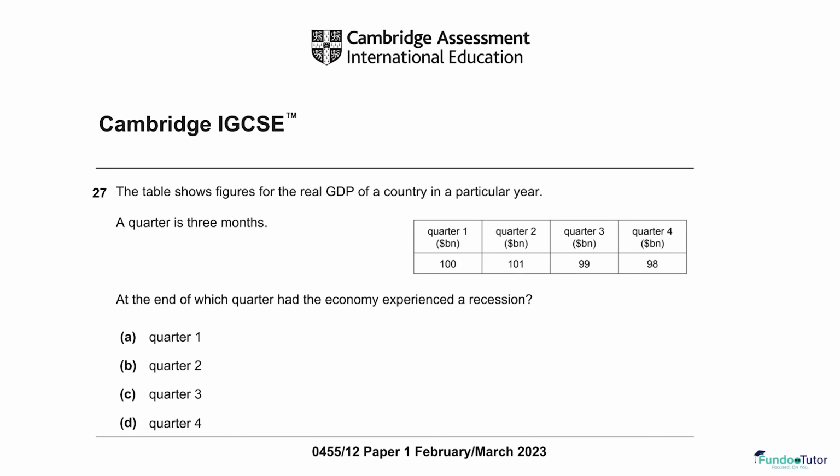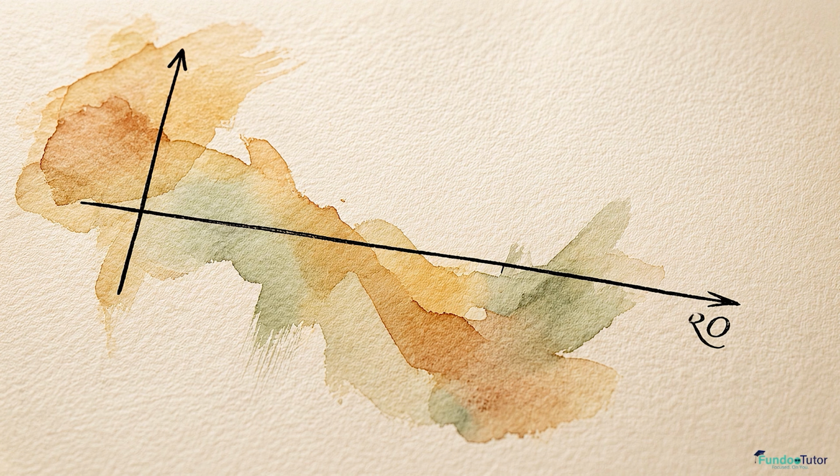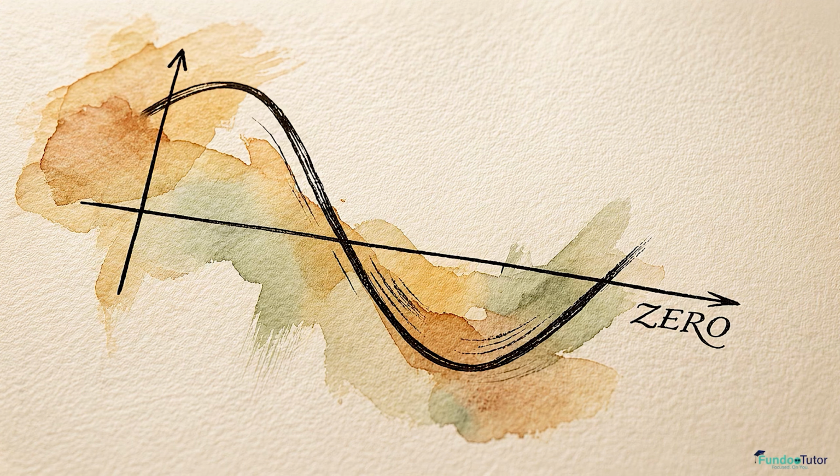To see how examiners test this, let's look at this data table from a recent Paper 1. We have 4 quarters of real GDP: $100 billion, up to 101, down to 99, and finally $98 billion. Notice the exact timing. Growth goes negative when GDP drops from 101 to $99 billion in quarter 3. Then it falls again to $98 billion in quarter 4. Because we have exactly 2 successive quarters of falling real GDP, the condition is officially met at the end of quarter 4. Identifying a recession requires meeting this objective, data-driven mathematical threshold.